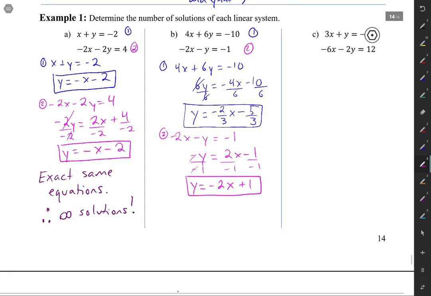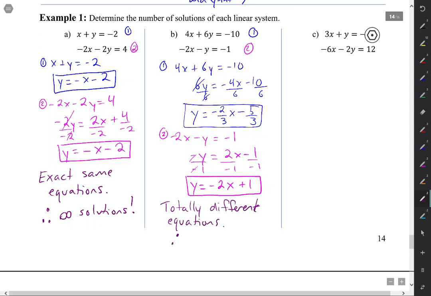So if we're comparing these two, not only do they not have the same slope, but they also don't have the same y-intercept. So because of that, they have only one solution. So these are just two completely different lines going in different directions, and they will eventually meet once. So I'm just going to put here, totally different equations, therefore one solution.